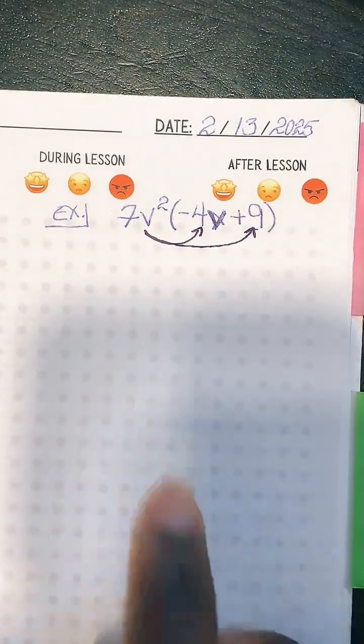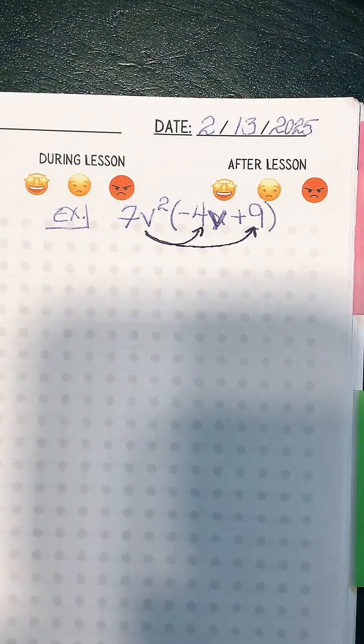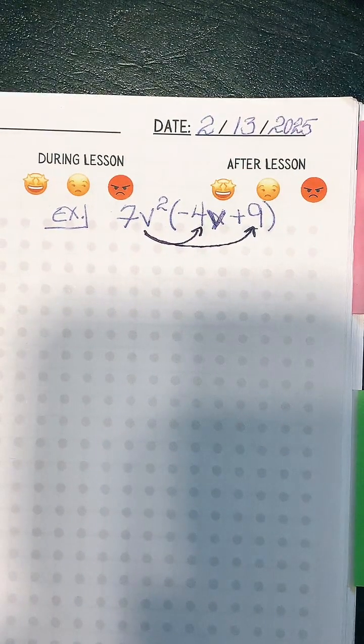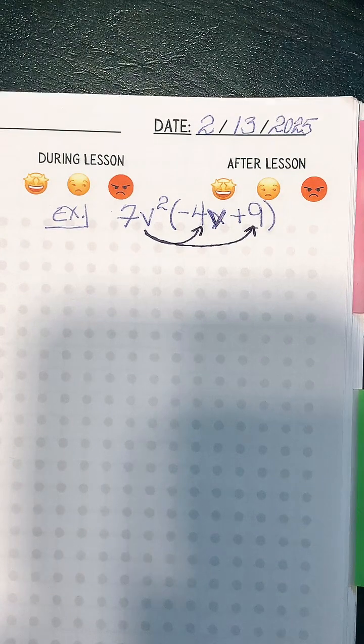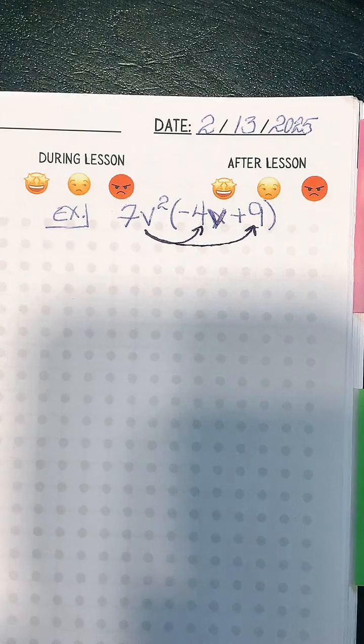Let's see if we can get that. So 7v squared times negative 4v. What do you think we'll get as a result? Okay, so right now we have Tracy and Brandon. Well, Tracy says negative 28v squared. Brandon says negative 28v cubed. Okay. We got Maddie with negative 28.